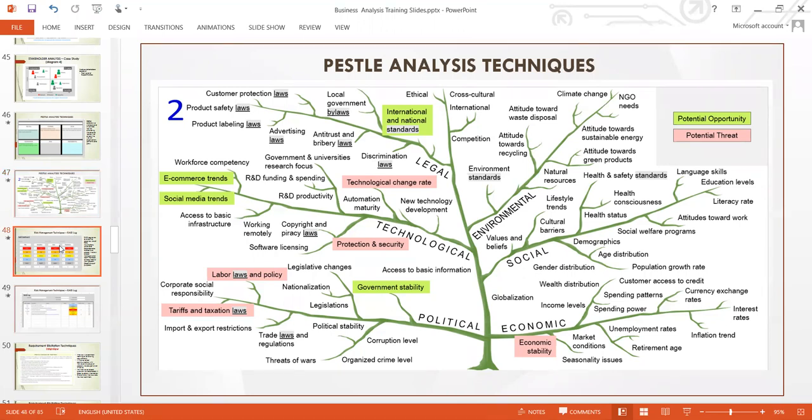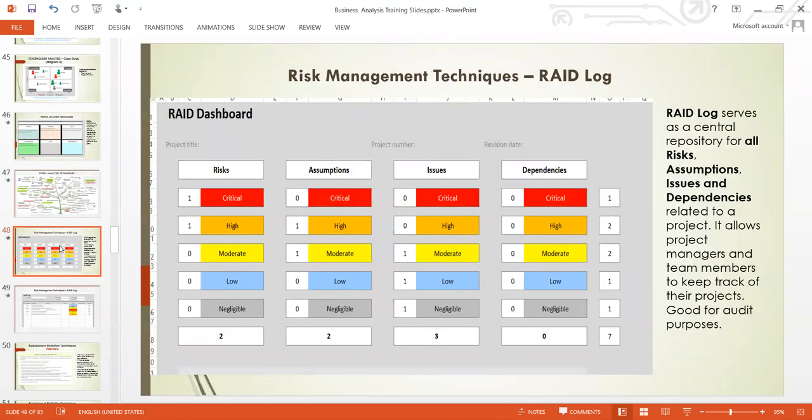Then we move to risk management techniques using a RAID log. The RAID log serves as a central repository for all risk, assumption, issue, and dependencies related to a project. It allows project managers and team members to keep track of their projects. It's very good for audit purposes. So looking at this RAID dashboard, this is where we capture all the risk. And this is where we capture all the assumptions. And this is where we capture all the issues. And then here, dependencies.